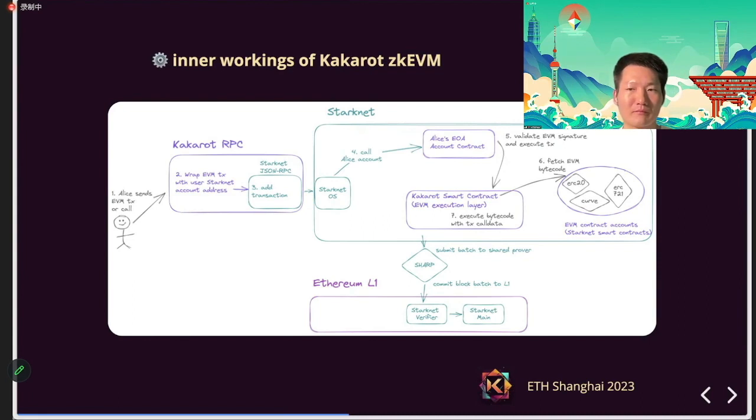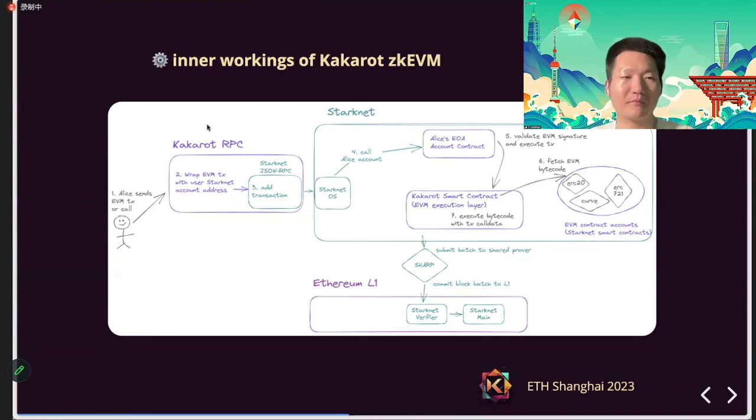Let's say Alice wants to send an EVM transaction to Kakarot. She does it the normal way. She opens MetaMask and adds Kakarot to the list of networks. In a couple of clicks, it's done. And then she sends an EVM transaction, maybe a swap on Uniswap v2. The Kakarot RPC is an adapter layer that is going to wrap or translate the EVM transaction to become a Starknet transaction. It keeps exactly the same call data. It's not going to alter the signature, otherwise everything would fail, but it's going to add new fields to the transaction just to make it Starknet compatible.